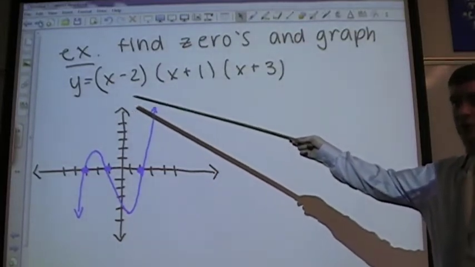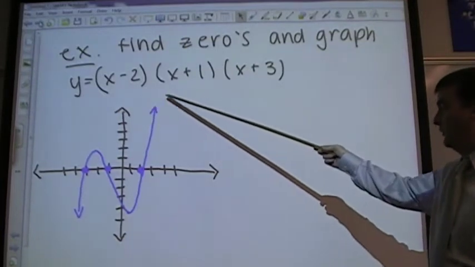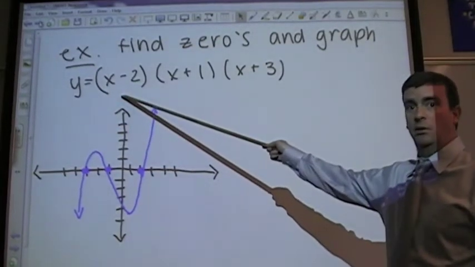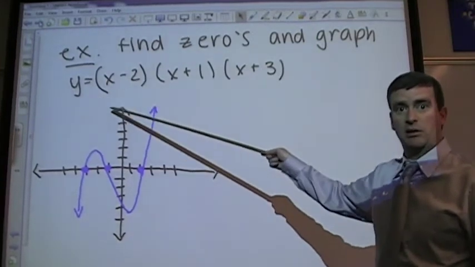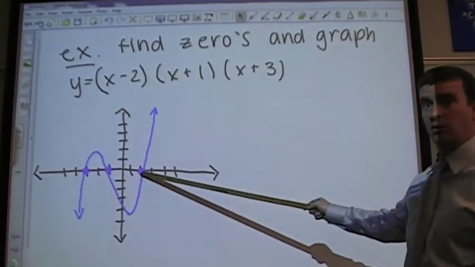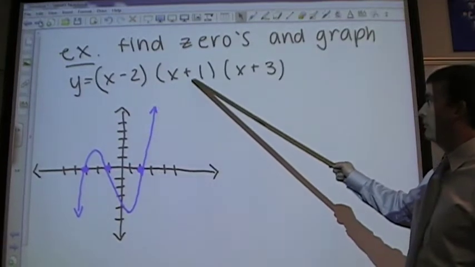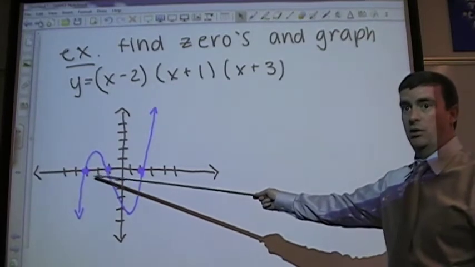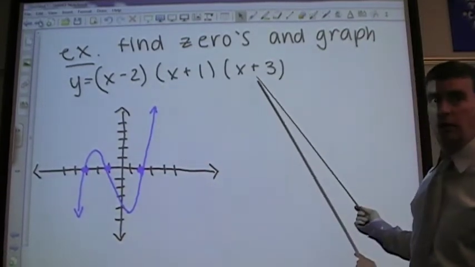You have a function in factored form, sorry. Your factors are x minus 2, x plus 1, and x plus 3. Just by looking at that, you should be able to figure out your zeros from factored form. My zeros are, from here, positive 2, because that would make this factor equal 0. So you put a point at positive 2. Negative 1 is another 0, and negative 3 is the third 0. So you should be able to list the zeros just by looking at it in factored form.